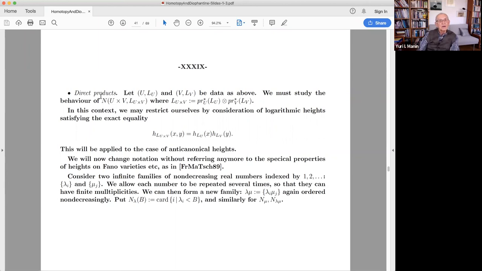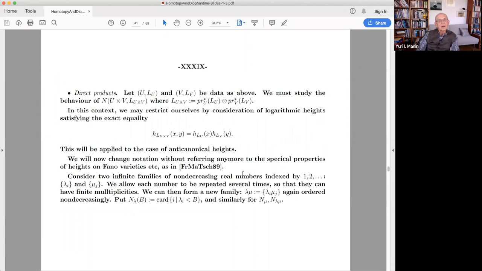So for example, consider direct products. Consider a pair of data as above. You must study the behavior of this number, and LU cross V is just the lift of LU from U and LV from V, and then its tensor product on the product U times V. So in this context, we may consider logarithmic heights satisfying the exact equality like that. And this will be applied to the case of anti-canonical heights.